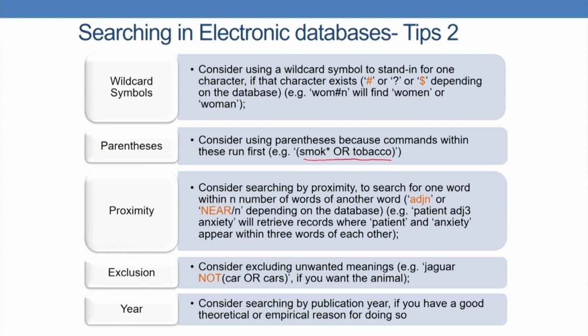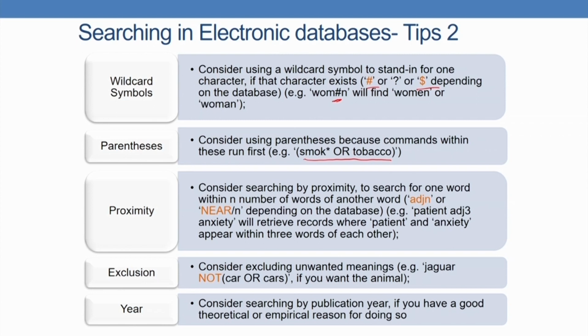We can also consider using a wildcard symbol to stand in for one character if that character exists. For example, a hashtag or a dollar sign depending on the database. Example, if we are using WOM#N, we can find women or woman. So, these kinds of wildcard symbols can also be used for searching of electronic databases.